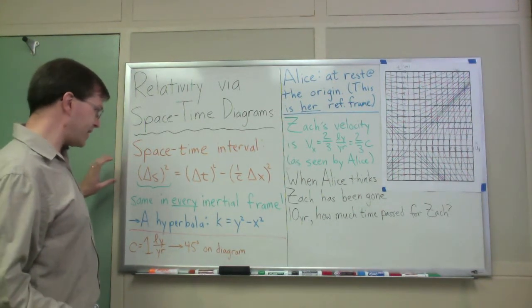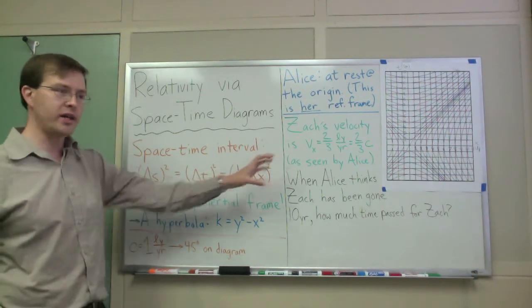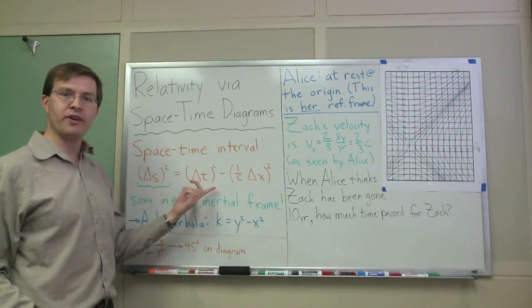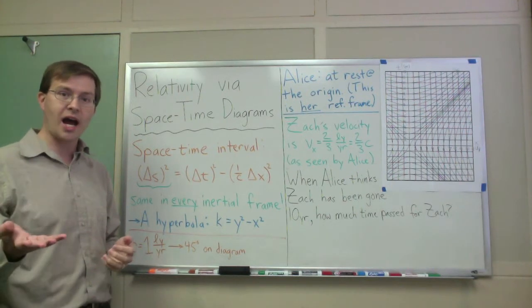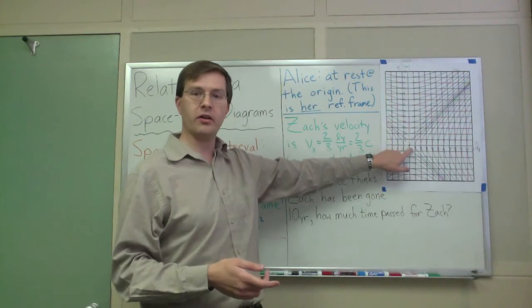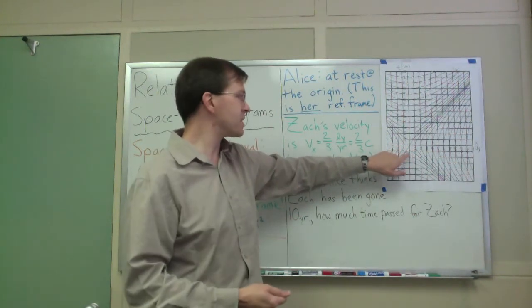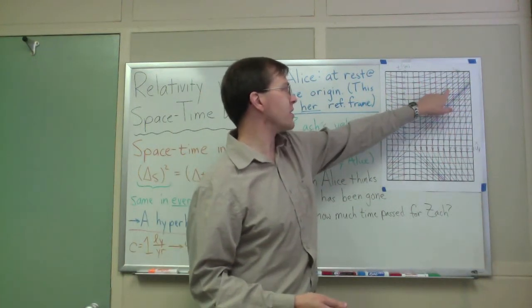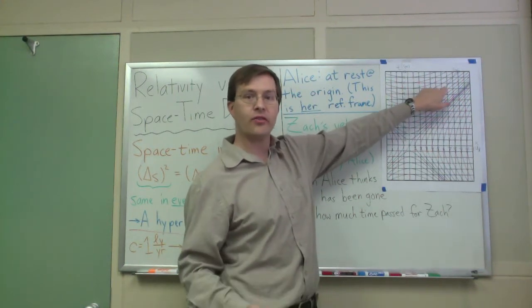Delta S is the space-time interval, and it's given by this metric equation. It says if you take the time between two events, remember an event in relativity is something that happens at a particular time in a particular place. So it's a point, like the origin here, where Zach passes Alice, is an event in space and time. Or when 10 years have passed from Alice's perspective, that particular point on this line is another event in space and time.